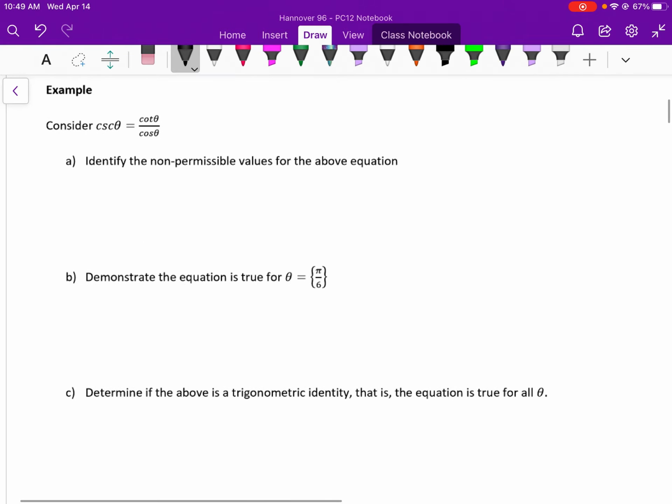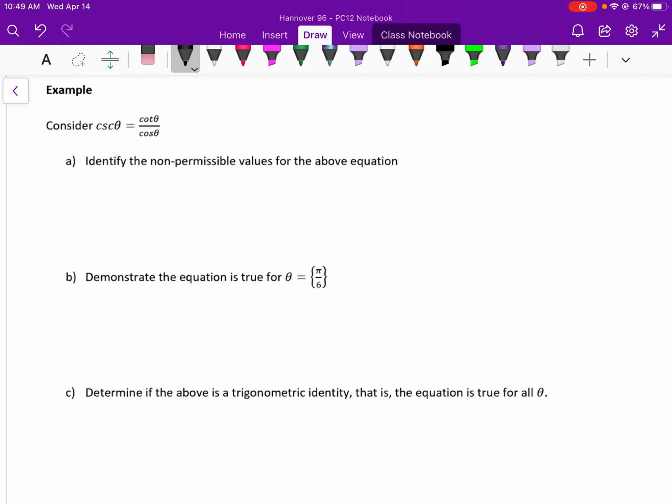So let's consider cosecant theta is equal to cotan theta over cosine theta. Is this true for all angles? I don't know. Actually, I do because I did some practice examples, but otherwise, I don't know. And the whole purpose of a trigonometric identity is to prove that it is true for all angles.